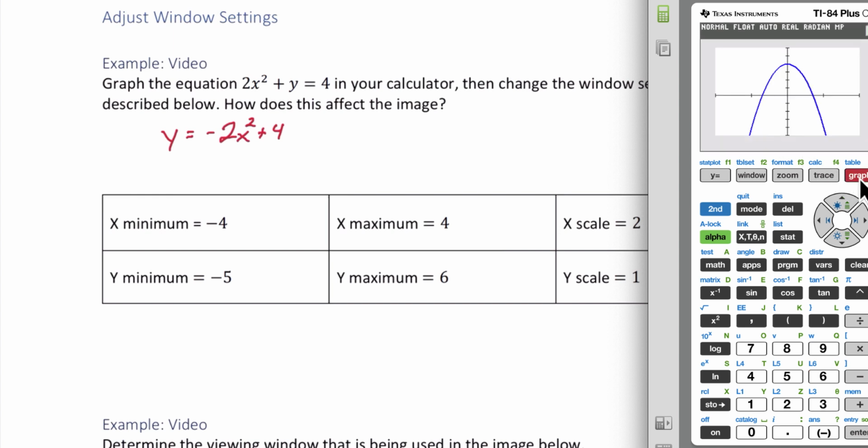Notice that we're still looking at the parabola, but the window has changed. The x-min is at negative 4. The scale is incrementing by 2, so we go from negative 4 to negative 2 to 0 to 2 to 4. The y-min is negative 5. We're incrementing by 1s, so negative 4, negative 3, all the way up to a y-max of 6.